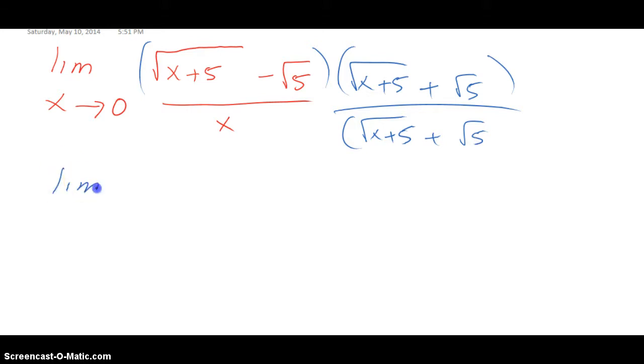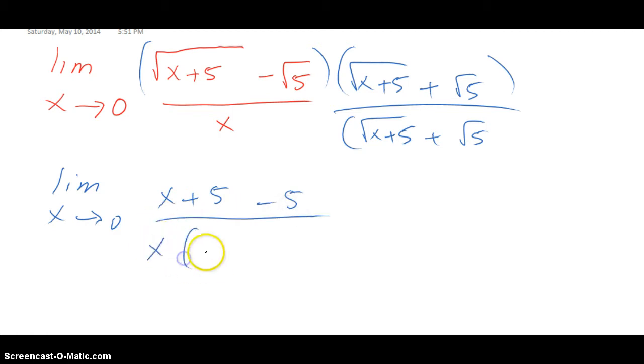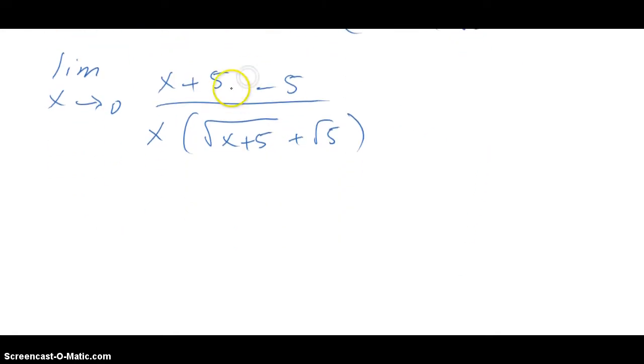So that's going to just give us the same limit as x goes to 0 of x plus 5 minus 5. And in the bottom we're just going to leave it. We're not going to distribute out this whole situation, square root of x plus 5 plus root 5. We're going to leave it like that. And the reason that we do that is because right now we can see that 5 and negative 5 cancel, and we're actually left with this x over x. So this cancels with this, and we're left with 1 divided by all of that right there.